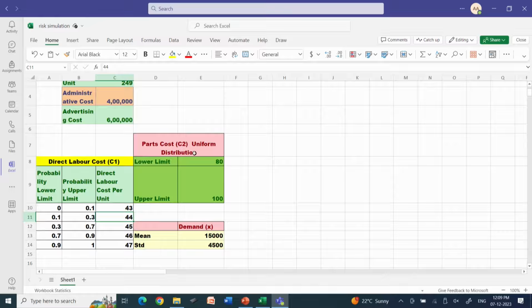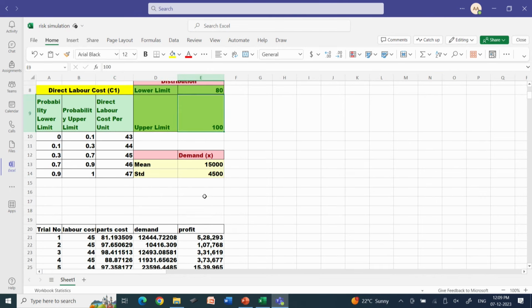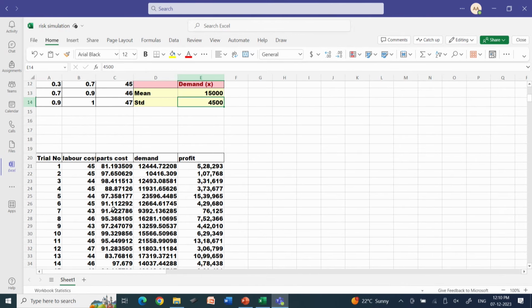And here I have taken part cost that follows a uniform distribution, where the lower limit is 80 and the upper limit is 100, and the first year demand, where the mean is 15,000 and the standard deviation is 4,500. By using these inputs, I am going to do a Monte-Carlo simulation.